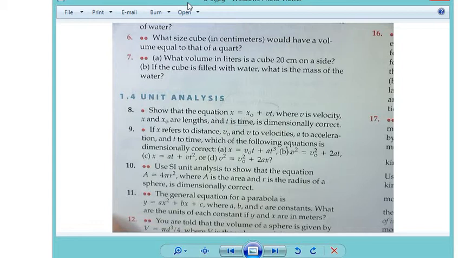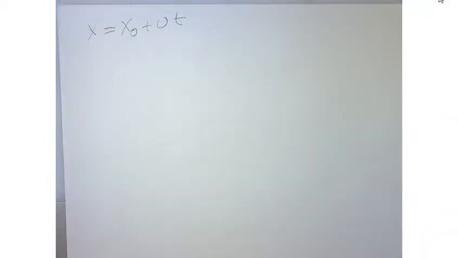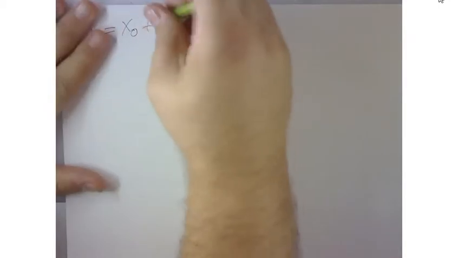So they're going to give us a formula, x is equal to x naught plus velocity times time. And we want to show that it's dimensionally correct. So this is really called dimensional analysis. Dimensional analysis, Mr. Adams can calculate all kinds of things, right?